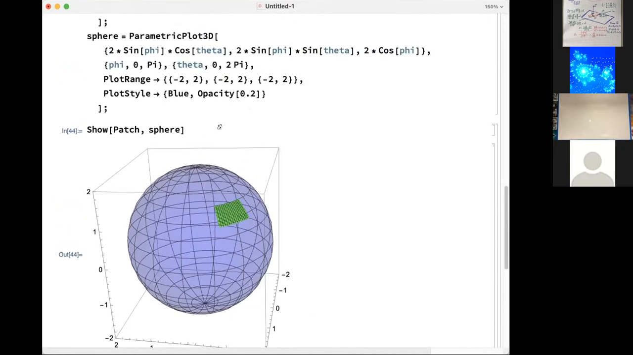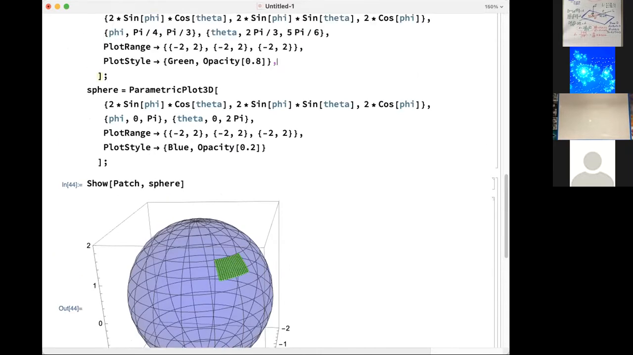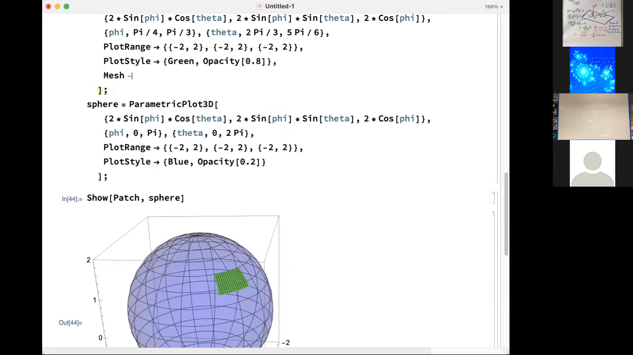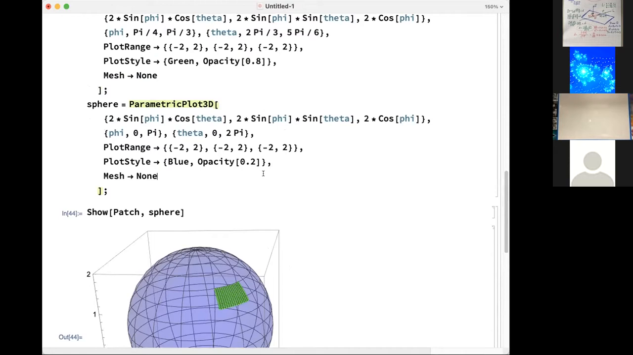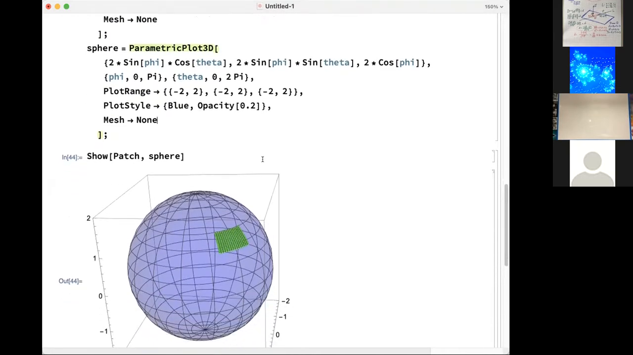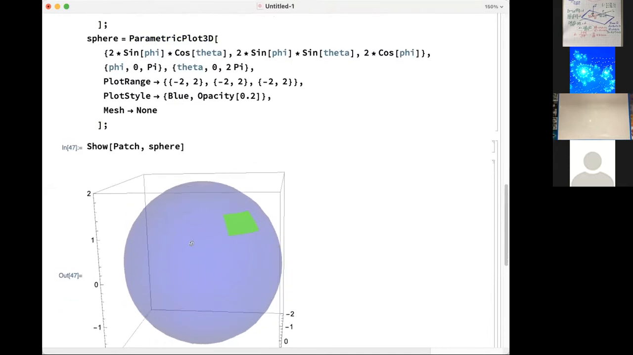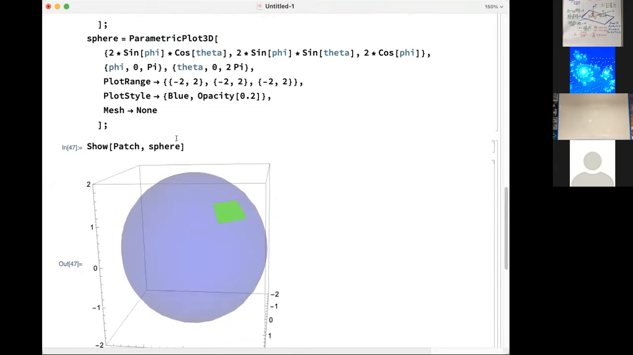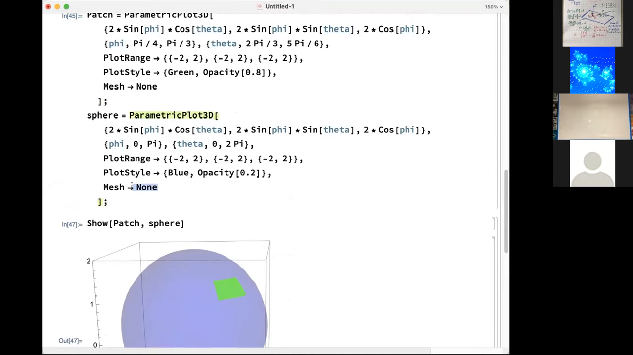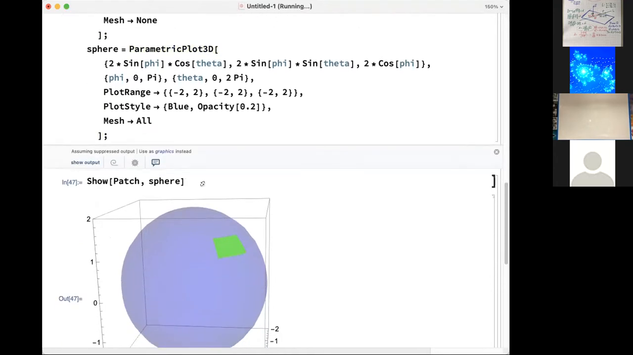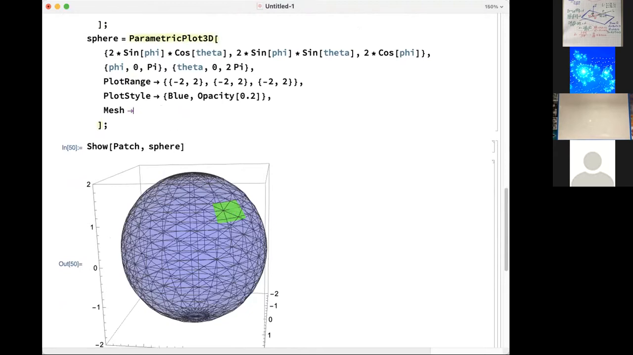You know, I think all these lines are distracting. I'm going to do one more decoration here. How about Mesh is None? So all kinds of options. Commands in Mathematica have many, many options. You can look up the options by looking up the commands. But let's take a look at this now. I think maybe I like the mesh on the blue thing. I don't know. Mesh All. No, I don't think so. Mesh Full.